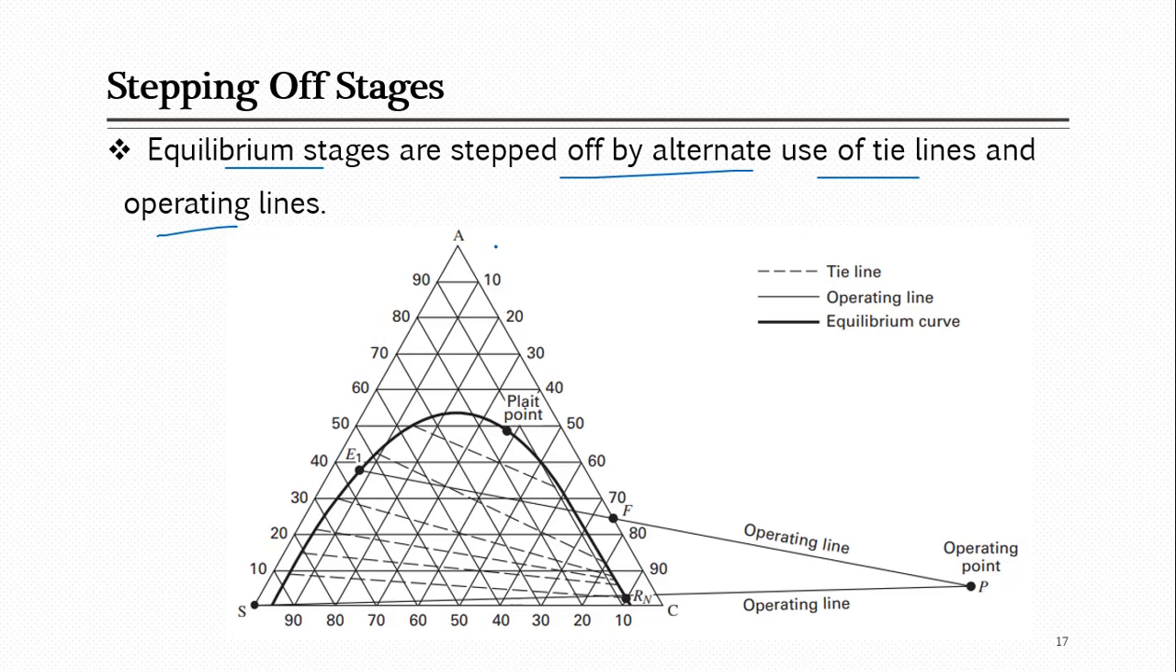So how can you locate up to here? This is the diagram which you are already aware of. In this system we have A, C and S, and in the last section we discussed that it will contain the binodal curve and some points on it. For P we said that you should have F, E1, S and Rn, and using these two pairs of points, P was located with the help of operating lines. Now we have to look for stages here.